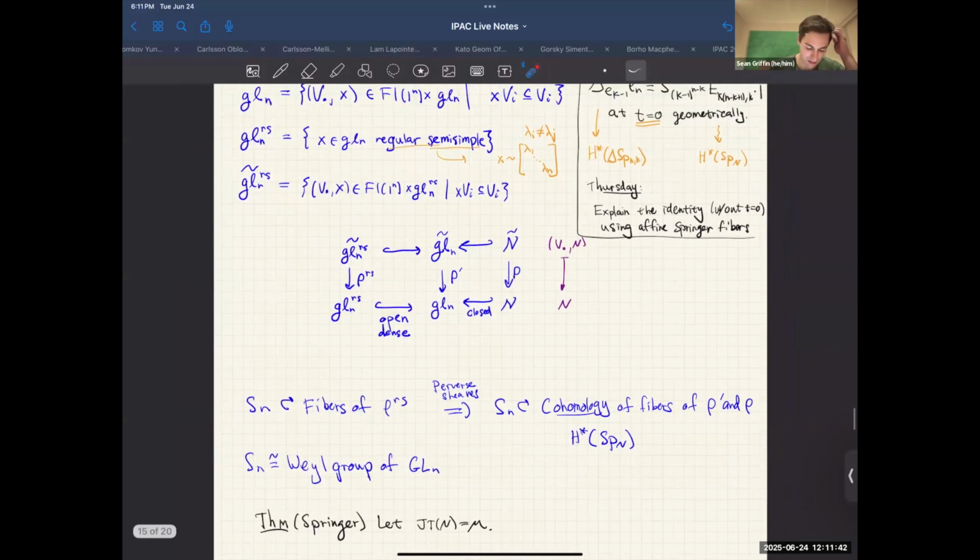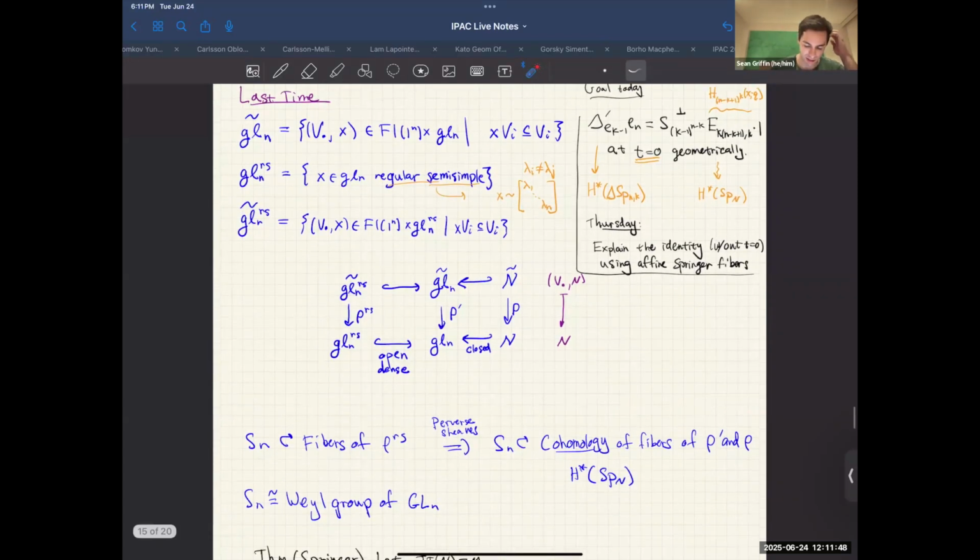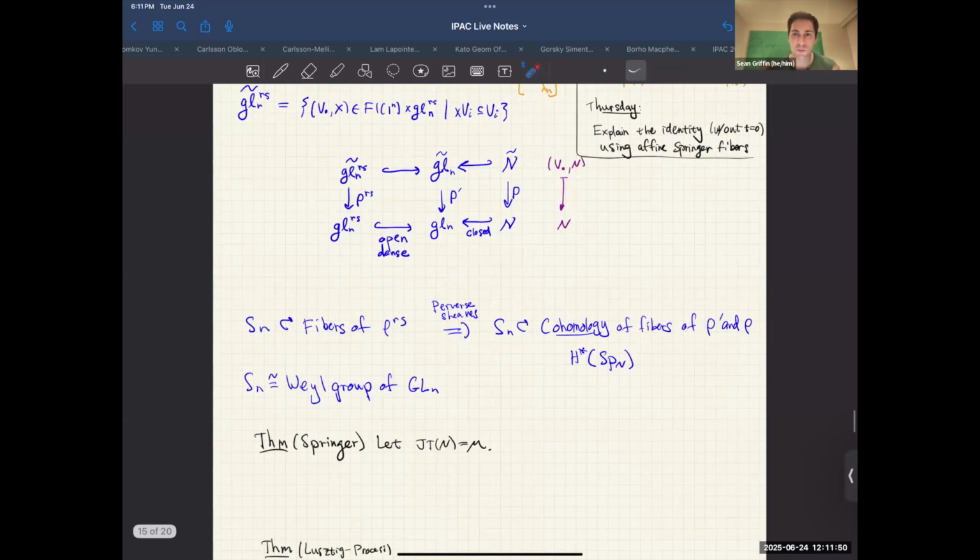Okay, so the significance of the symmetric group here is that it's the Weyl group for GLn. And so when Springer defined these varieties, he proved several things about them. So first of all, you can calculate the dimension.